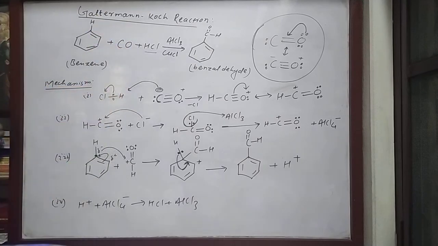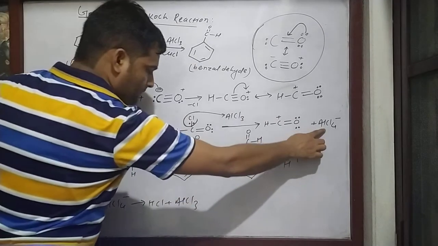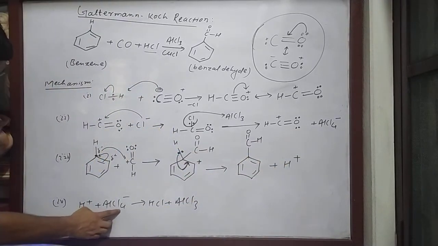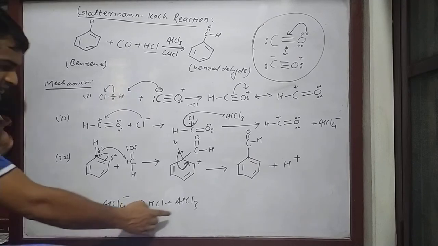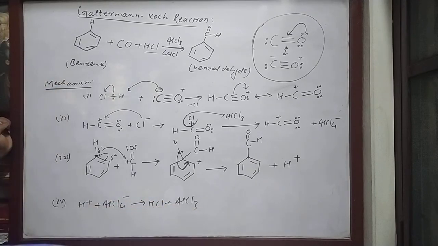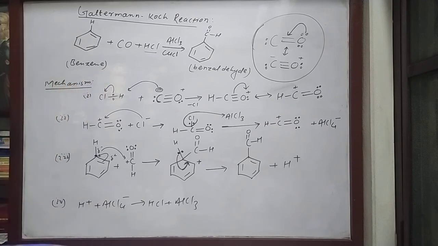This is the Gattermann Koch reaction. And finally, the Cl minus from AlCl4 minus combines with H plus to give HCl again, and there is release of AlCl3. And this is the Gattermann Koch reaction and the mechanism behind it.